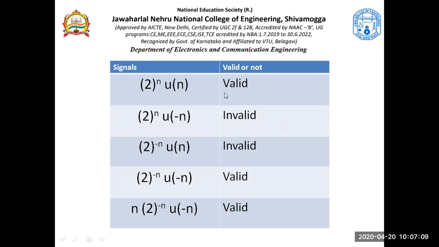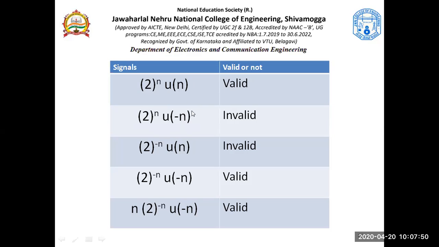Why is it valid? This is a basic signal. Which signal is this? Standard basic signal. This is the a power n u of n format, a power n u of n, and in place of a, you have 2. That's it. This is a valid signal because we know the standard Z transform of this basic signal. The Z transform of this basic signal is Z by Z minus 2 with ROC outside the circle with radius 2. Outside the circle because it is right sided. This is very much understood. So this is valid.